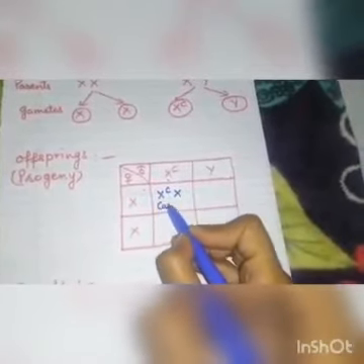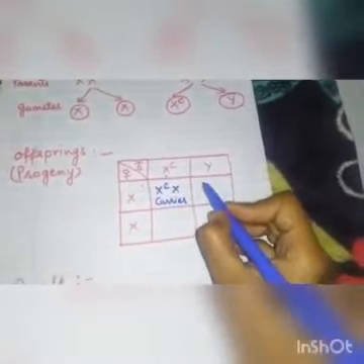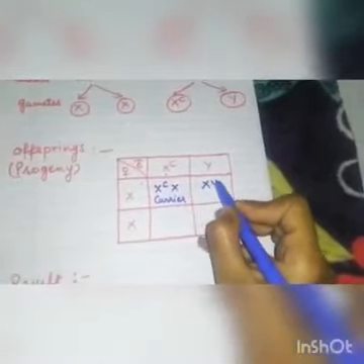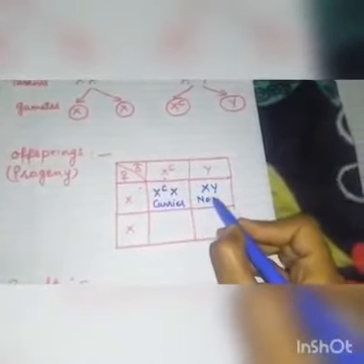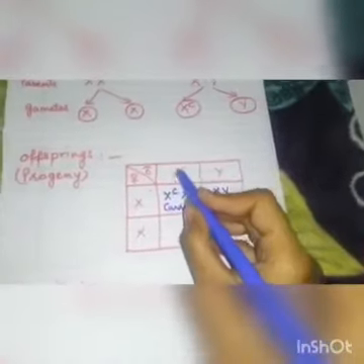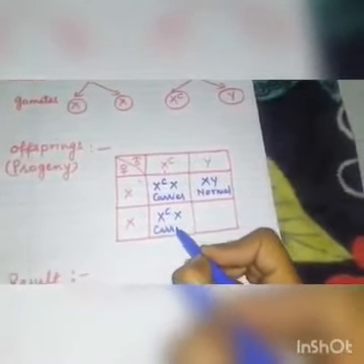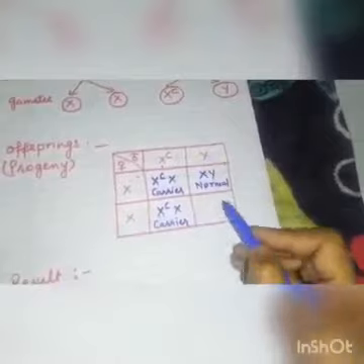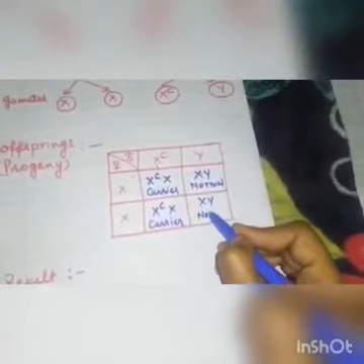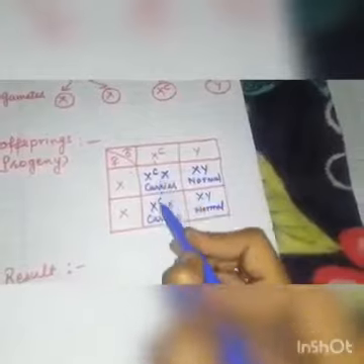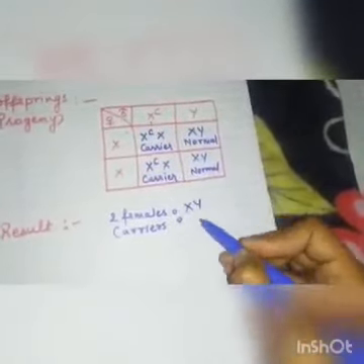It is a carrier female because only one X is having color blindness. Next is XY, that is the normal male. Next is Xc and X, which is also a carrier female. Next is X and Y, a normal male. If you see these, the result is two female carriers and two normal males produced at the end of the F1 generation.